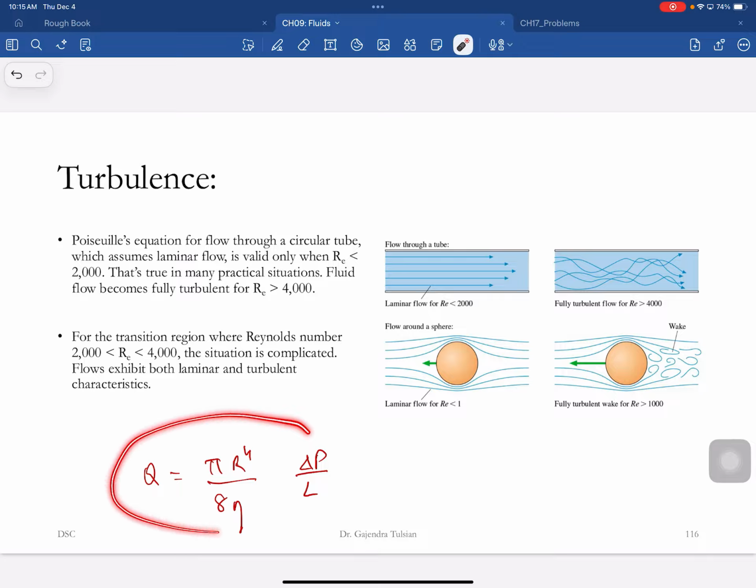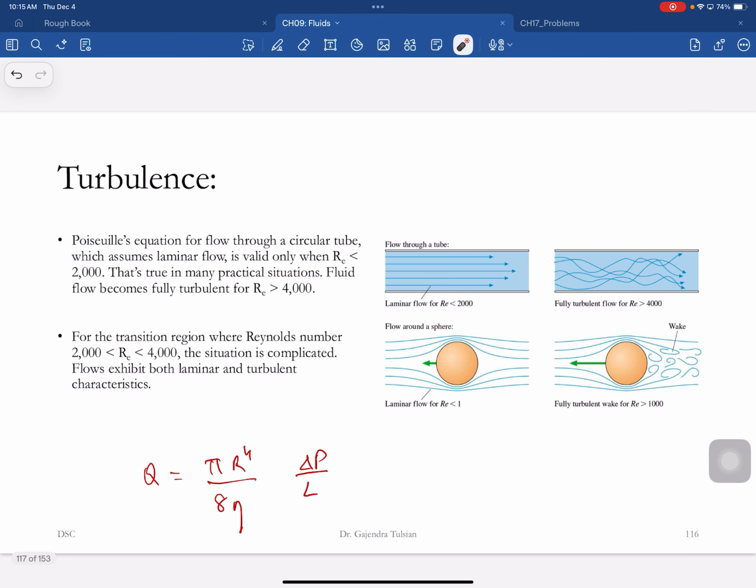This equation for the flow rate is valid only when the flow is laminar. When the flow becomes turbulent, to maintain the same flow rate, you would have to have a much larger pressure difference. So if blood was flowing turbulently all through your blood vessels, your heart would have to work much harder.